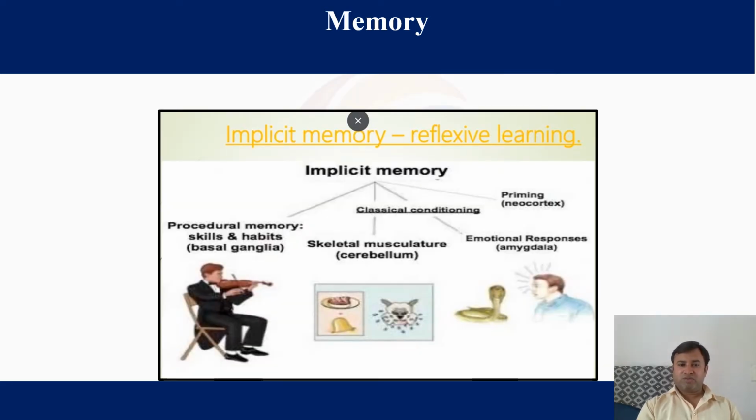Implicit memory also includes procedural memory, like learning the guitar, or emotional response. The amygdala is responsible for the emotional response for this memory, and swimming. So it's all included in implicit memory.